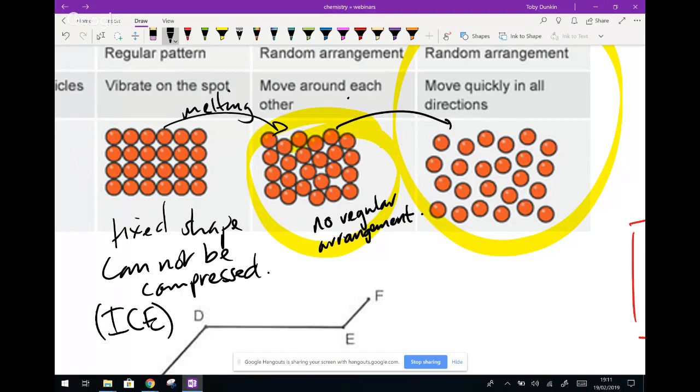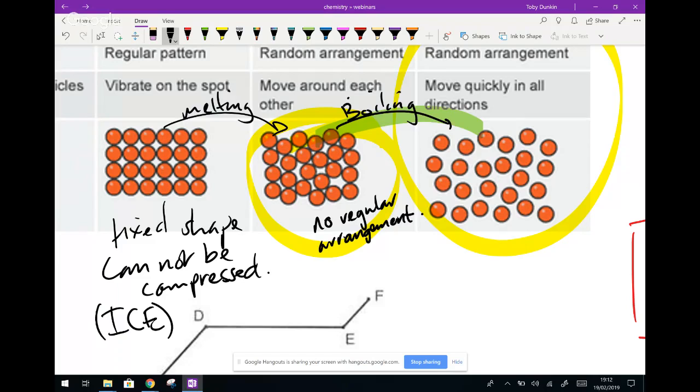Okay, so the next one is liquid to gas. Now this one causes trouble. This arrow for me is a pain, because students like to call it evaporating. Please don't. This is boiling. Because evaporating occurs at all temperatures. Any temperature below the boiling point, it will still be occurring. Even ice has small water molecules leaving the surface and evaporating from the surface.